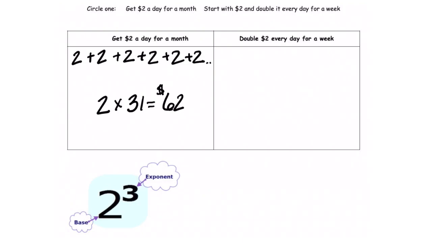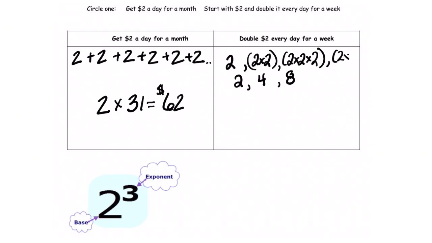So on the first day, you get $2. On the second day, you get $2 times $2, or $4. On the third day, you're going to have $2 times $2 times $2, or $8. Haha, you may have thought 6 because you saw 3 sets of 2's, but it's actually 2 times 2 times 2. And on the next day, oh my God, 2 times 2 times 2 times 2.